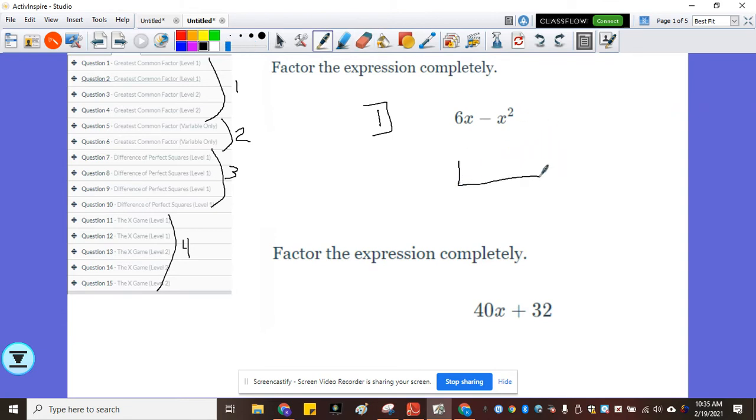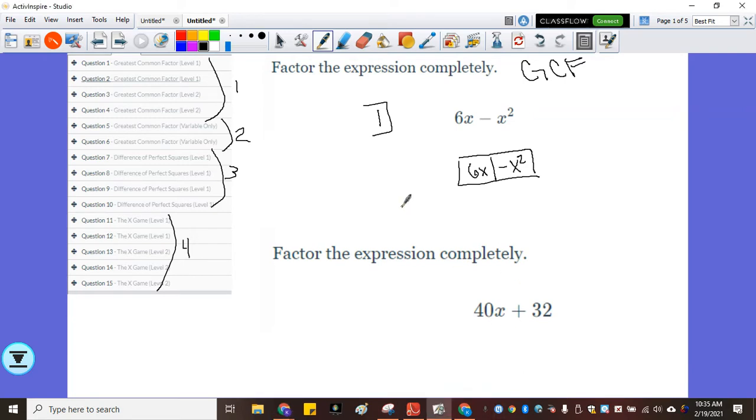So each term is going to go in this box. So 6x minus x squared. This is greatest common factor. We'll get to the calculator, not there quite yet. So 6x and negative x squared.